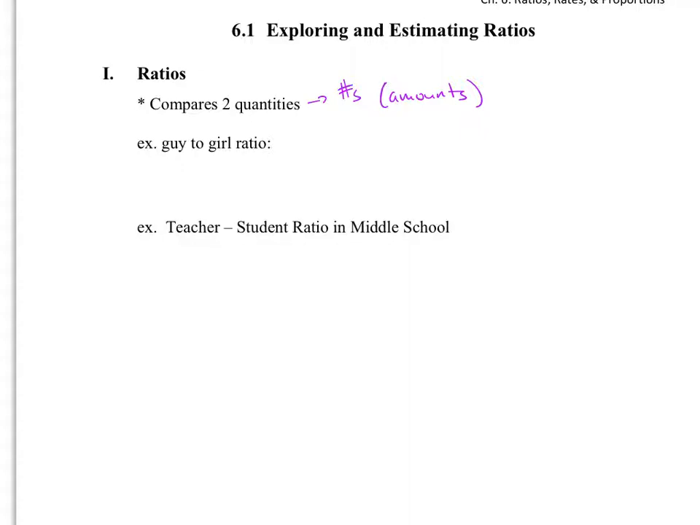So for example, if you think about this classroom and think about students in this classroom currently, can't count Luke because he's not here. The guy to girl ratio in this classroom right now, how many guys do we have? 1, 2, 3, 4, 5, 6. 6 guys. And how many girls? And 6. So it is a 6 to 6 ratio.